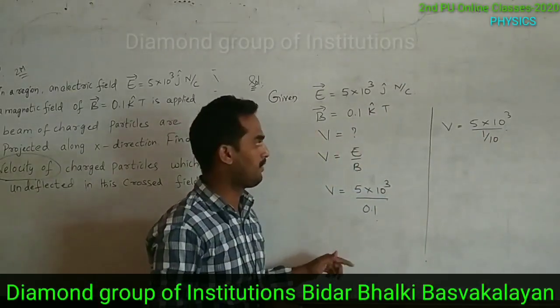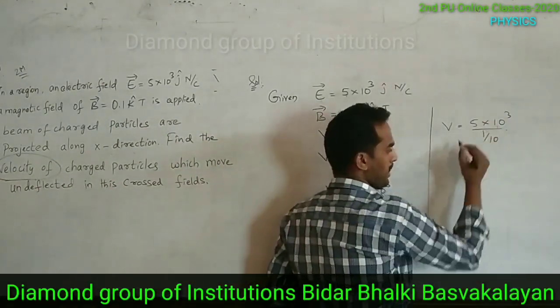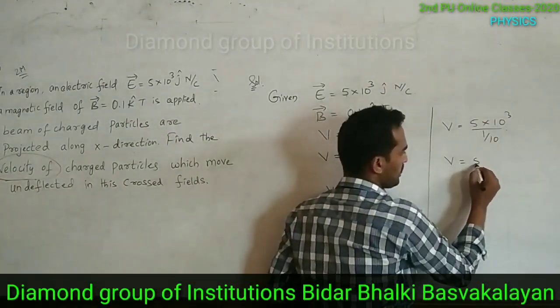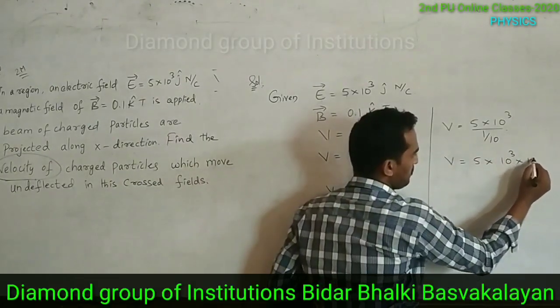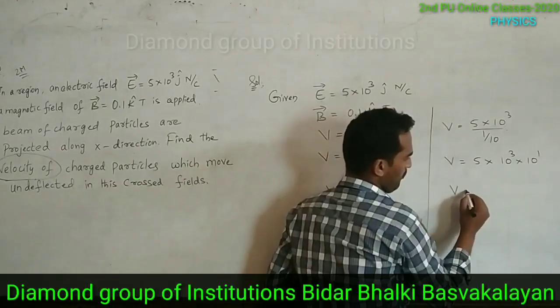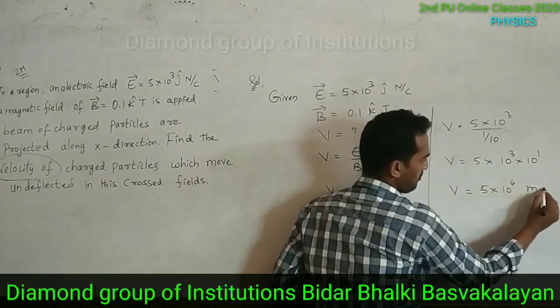0.1, we can write it as 1 by 10, and this 10 goes to numerator. So what will be the answer now? 5 into 10 to the power of 3 into 10 to the power of 1. So V equal to 5 into 10 to the power of 4 meter per second.